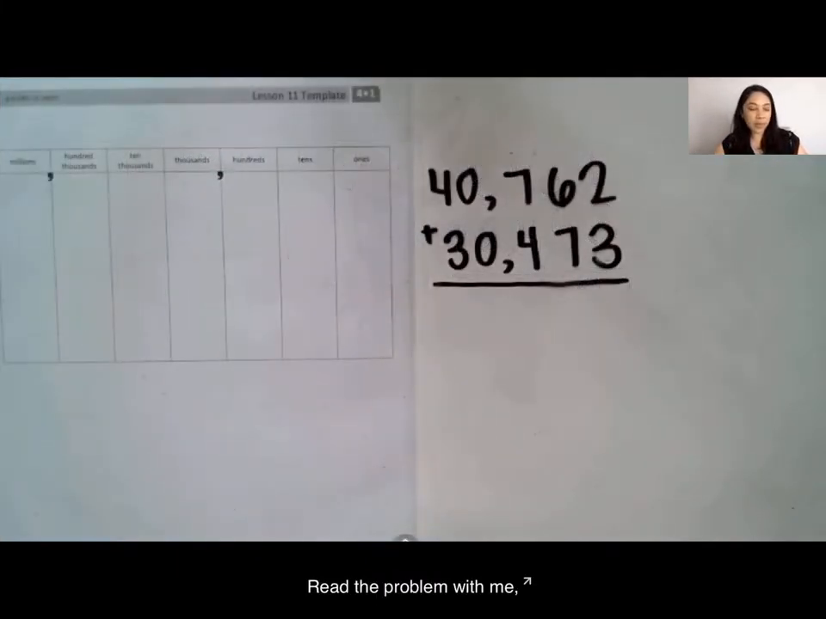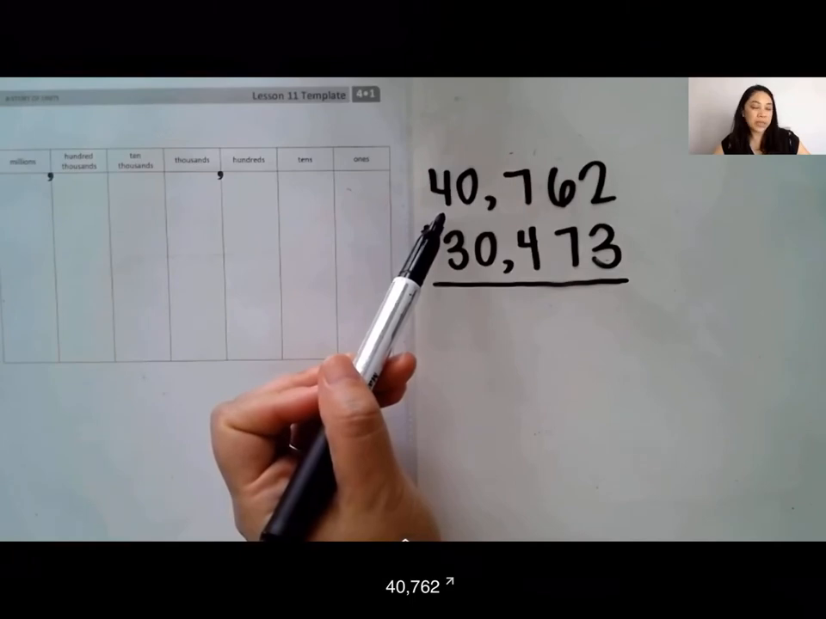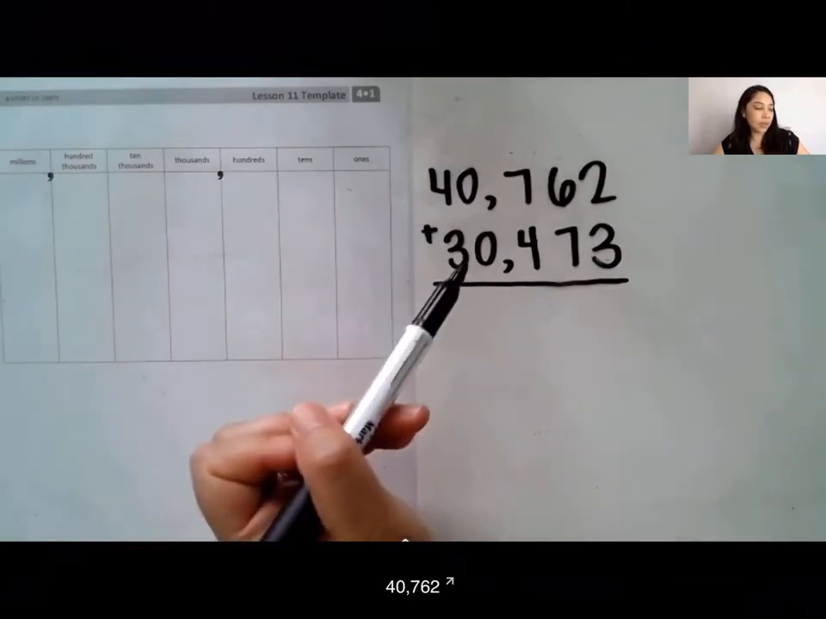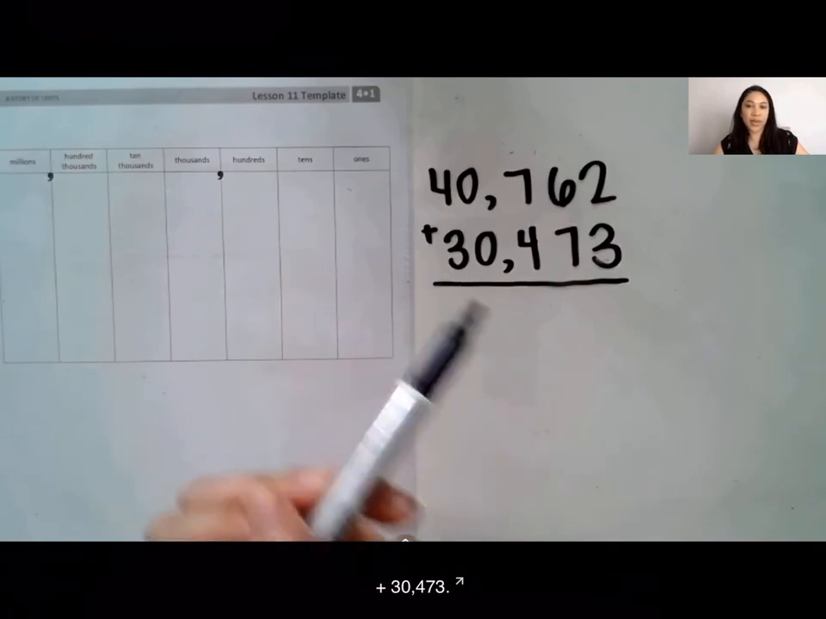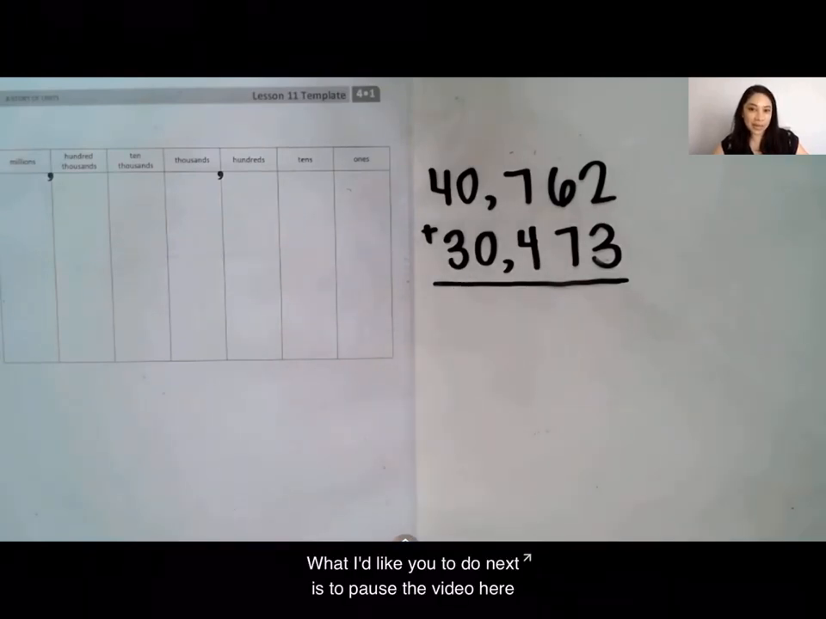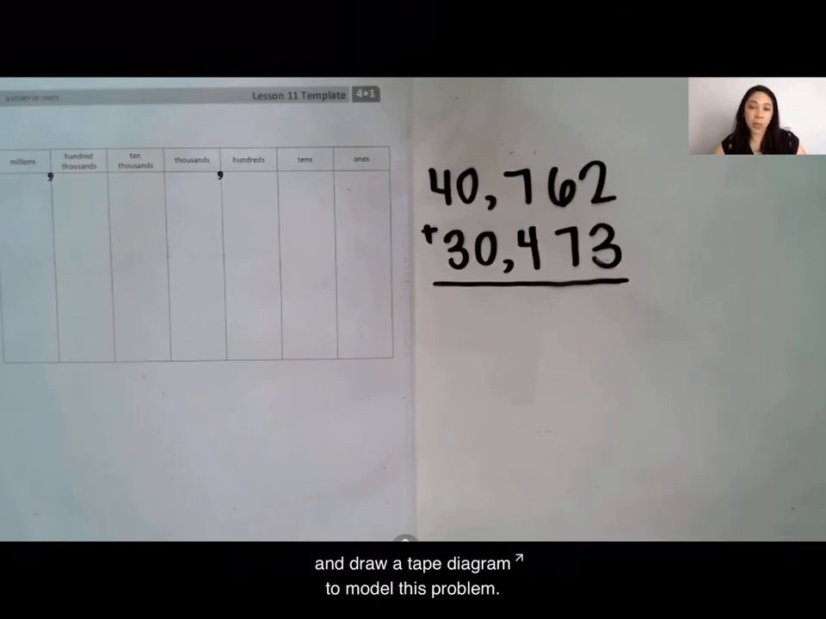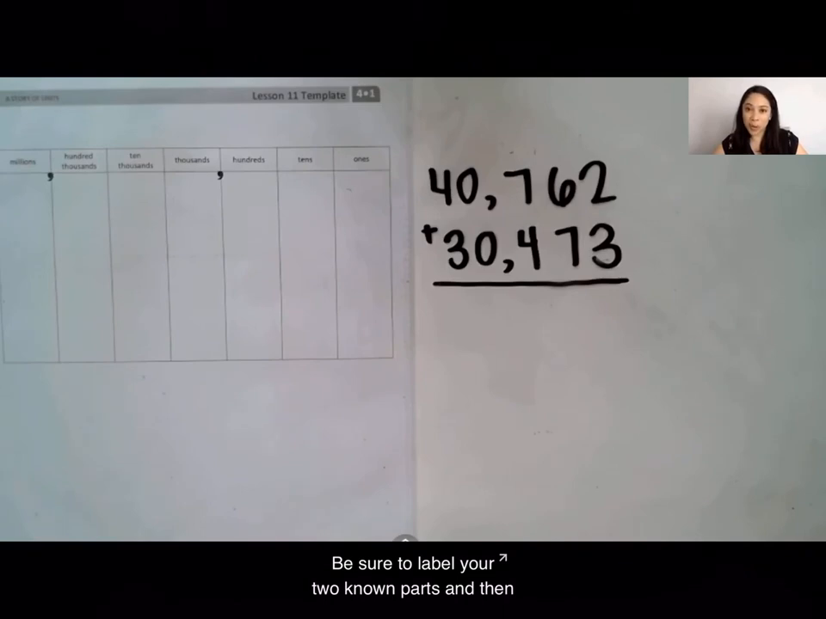Read the problem with me. 40,762 plus 30,473. What I'd like you to do next is to pause the video here and draw a tape diagram to model this problem. Be sure to label your two known parts and then label the unknown whole with the variable B. I'll be here when you get back.